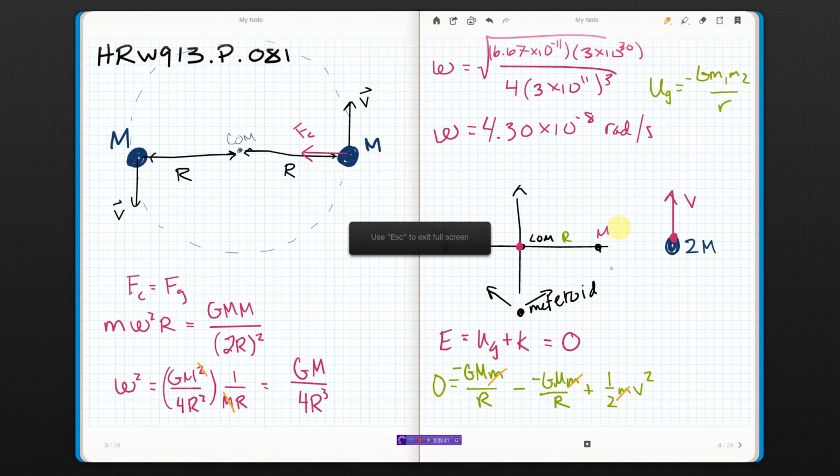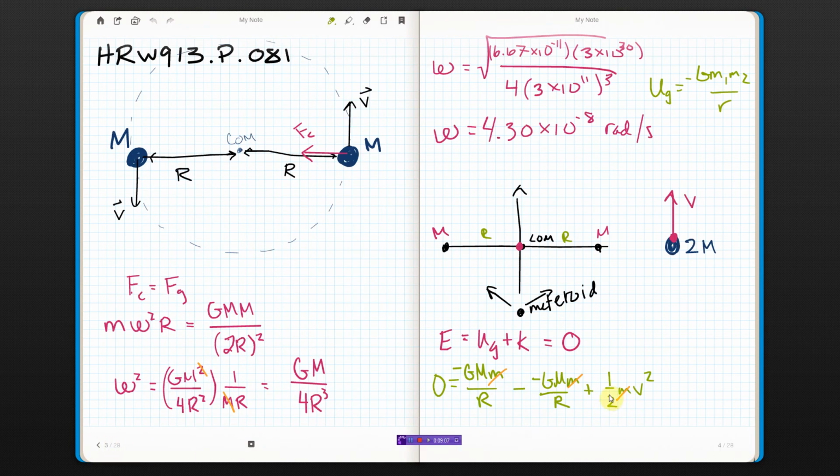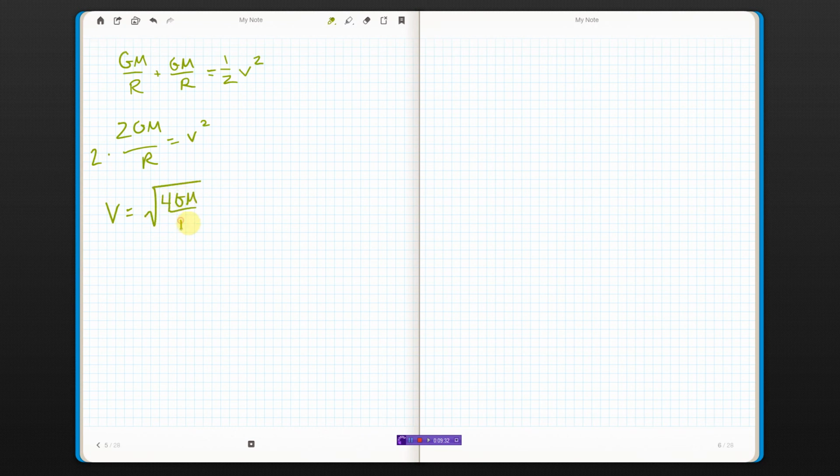I'm going to have to flip the page. I should have started B on the next page. Okay, I'm going to move these negatives to the other side so they become positive. That would give me GM over R twice. GM over R plus GM over R is going to equal 1/2 V squared. So 2GM over R equals 1/2 V squared. I'm going to multiply by 2, so V squared is 4GM over R. So V is the square root of 4GM over R.